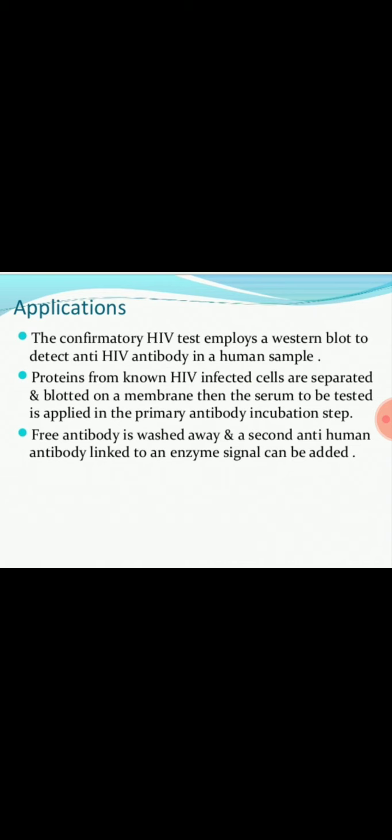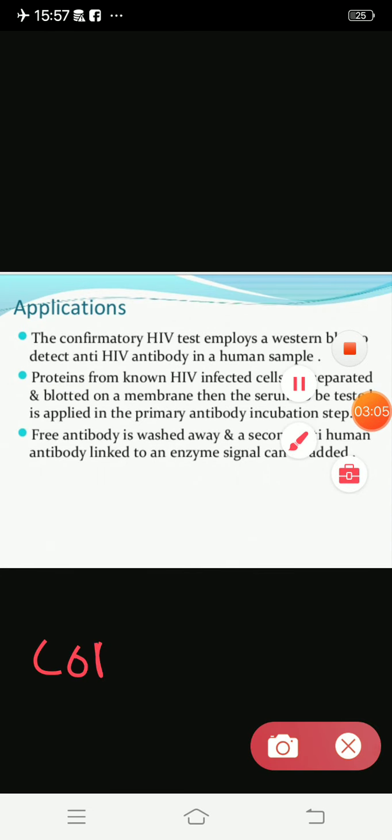There are many applications, and it is used to detect very vast types of diseases. It is a confirmatory HIV test. To detect HIV, nowadays there is the ELISA test, enzyme linked immunosorbent assay. This test is used for the detection of HIV. But if the ELISA test becomes positive for a patient, then the confirmatory test done is the Western blotting technique. So Western blotting is a confirmatory test.